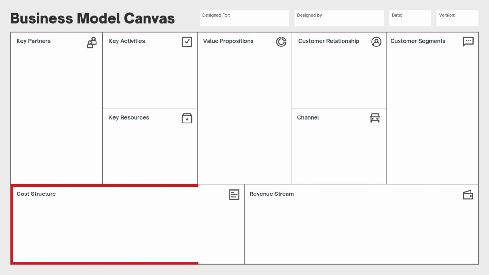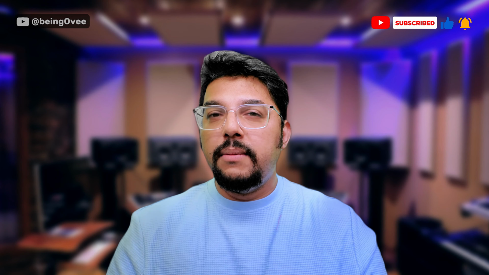So step 9, the last step of the business model canvas, is cost structure, basically analyzing the key expenses required to run the business. A company's cost structure should align with key activities, key resources, and also key partnerships. Understanding cost helps businesses optimize spending, maintain profitability, and make strategic financial decisions.